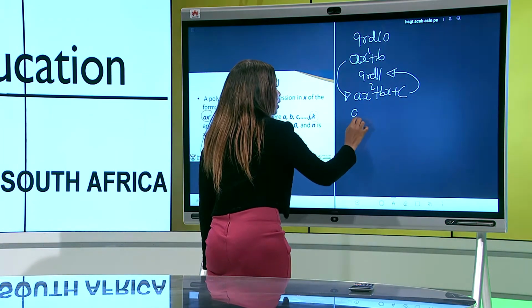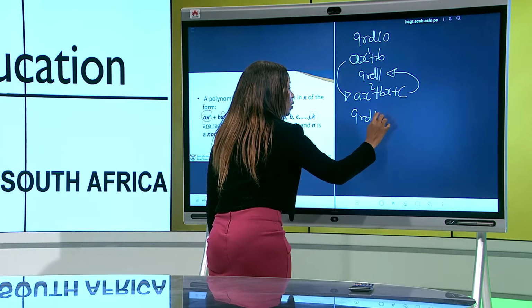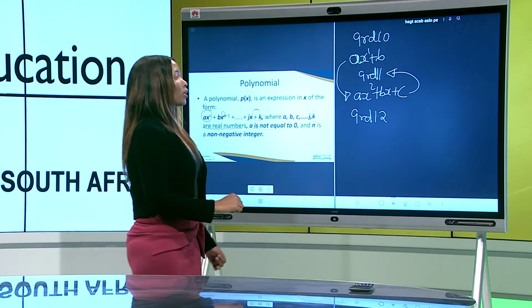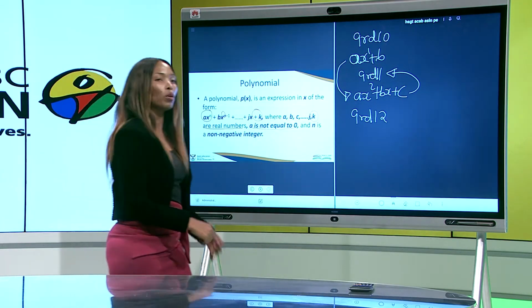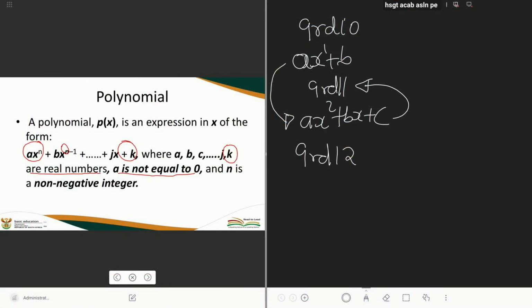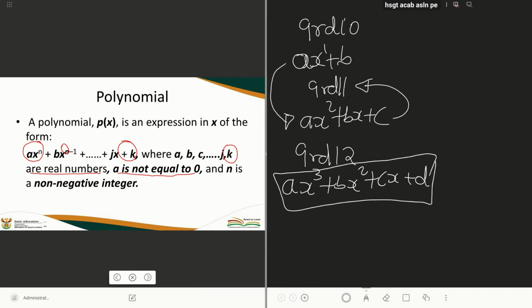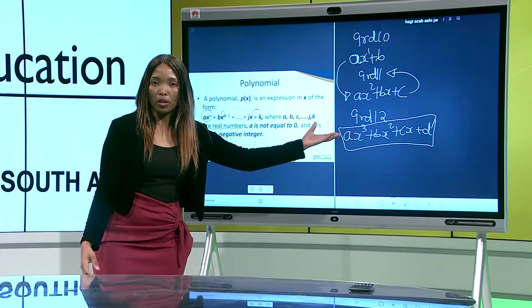So now in grade 12, we will be adding to what we already have. Our linear and our quadratic, we will be doing the cubic polynomial, which is of the form ax cubed plus bx squared plus cx plus d. So our main focus will be here in grade 12. We will be working with the factorizing of these cubic polynomials, right?